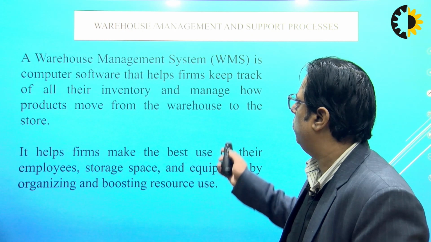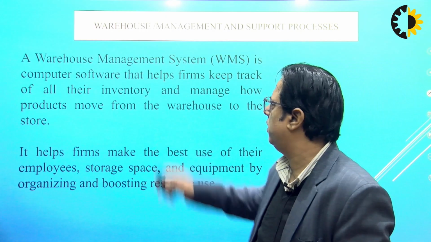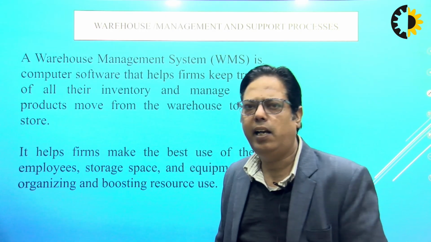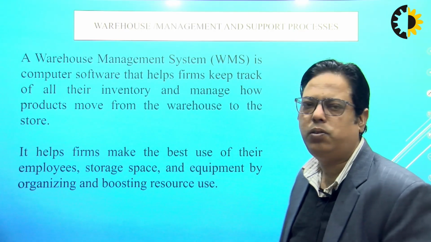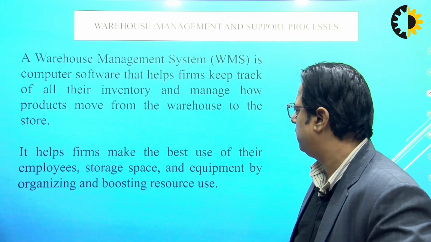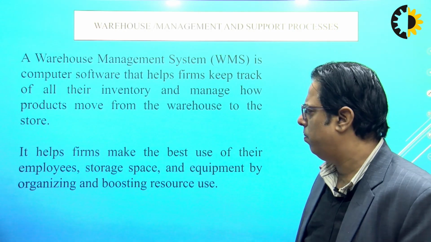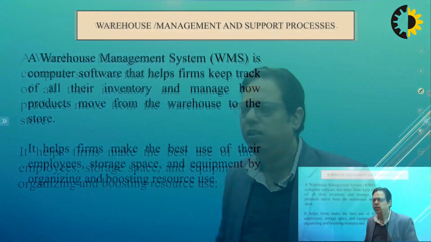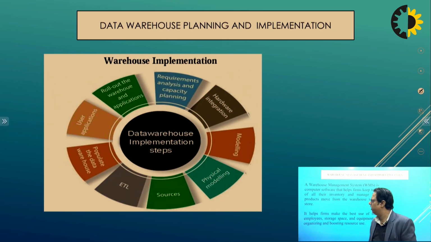Now, what is WMS? Warehouse management system is computer software that helps firms keep track of all their inventory processes and manage how products move from warehouse to the stores. It helps firms make the best use of their employees, storage space and equipment by organizing and boosting resource use. Basically, a warehouse management system manages the inventory process and provides the content according to user and client requirements as per the availability of the data.